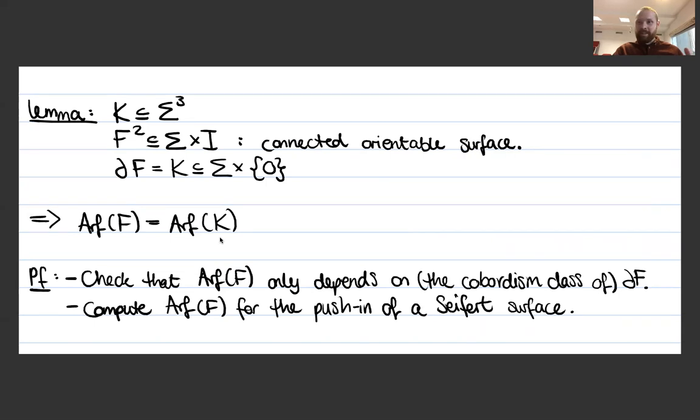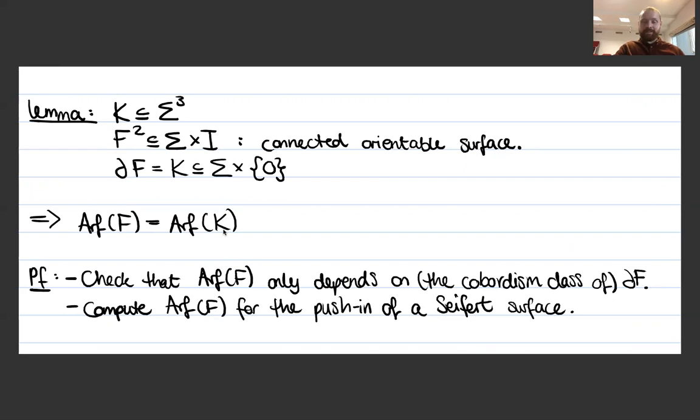So this works because F has connected boundary, and that's actually fairly fundamental. And F is indeed characteristic in sigma cross I. There's no interesting second homology because sigma is a homology sphere. And you can compute the 4-dimensional Arf invariant of that surface F. And that 4-dimensional Arf invariant will equal the 3-dimensional Arf invariant of its boundary.